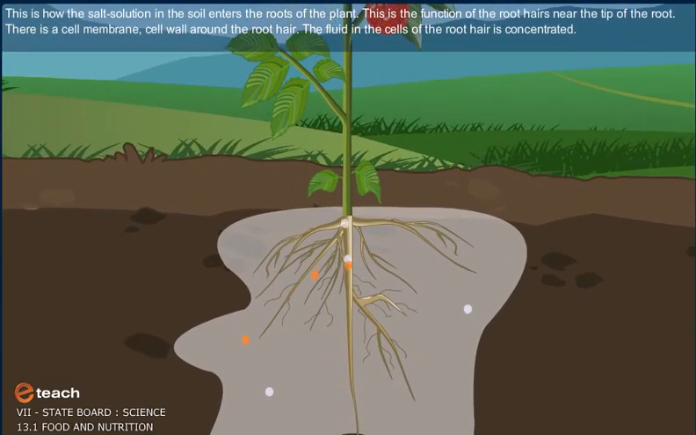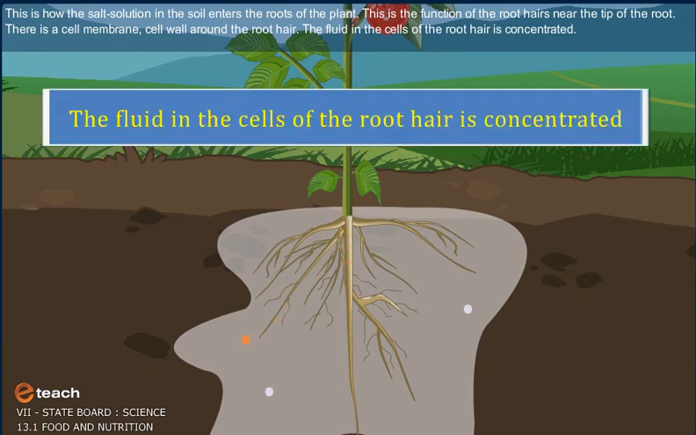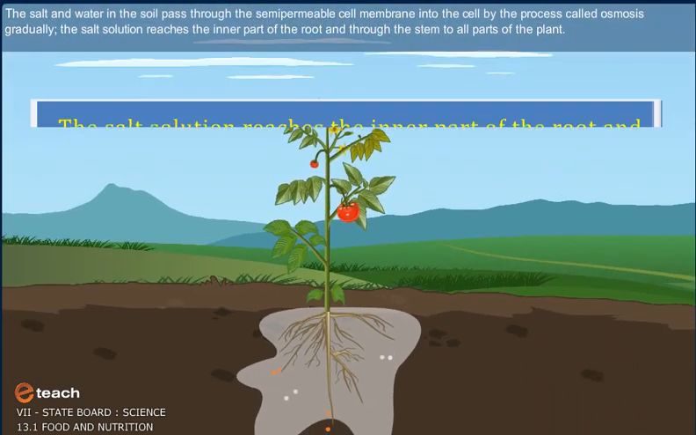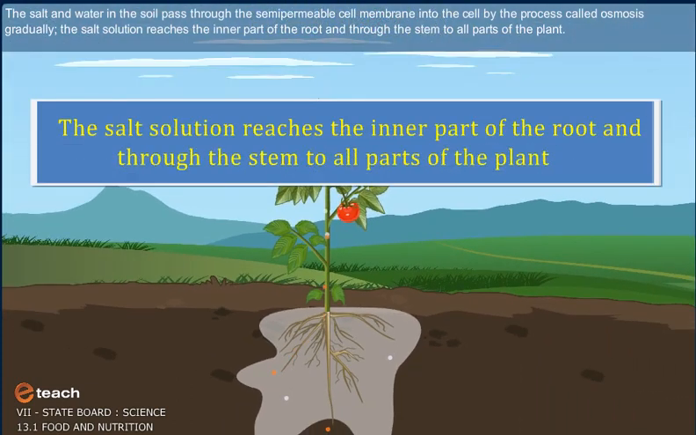This is how the salt solution in the soil enters the roots of the plant. This is the function of the root hairs near the tip of the root. There is a cell membrane and cell wall around the root hair. The fluid in the cells of the root hair is concentrated. The salt and water in the soil pass through the semi-permeable cell membrane into the cell by the process called osmosis gradually.